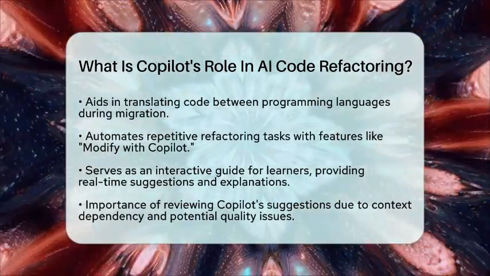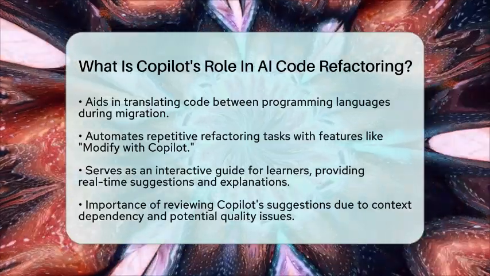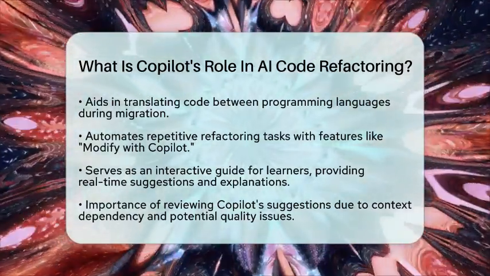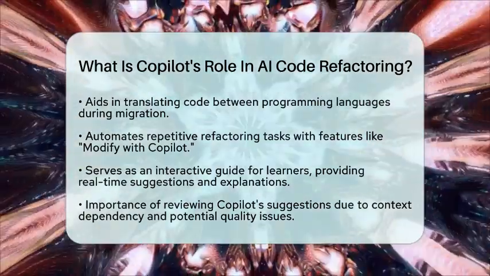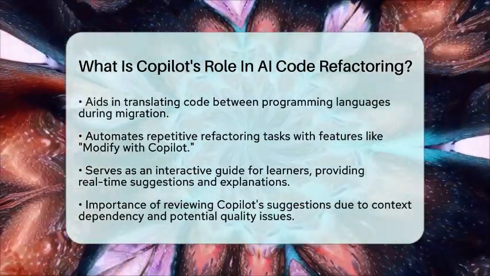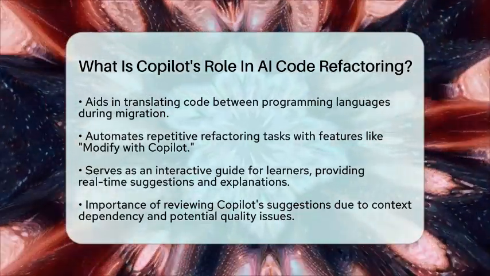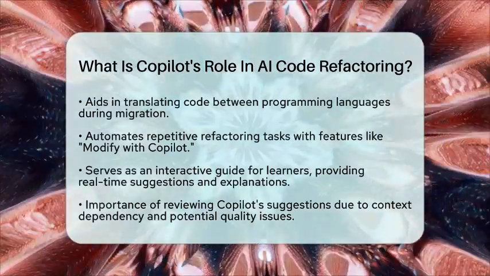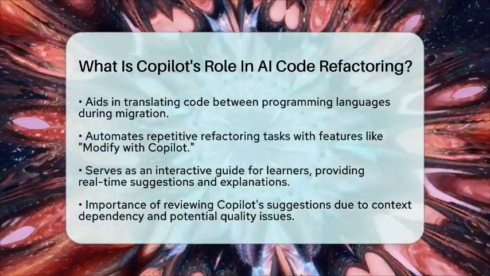In summary, GitHub Copilot plays a supportive role in assisted code refactoring. It helps developers understand code, suggests improvements, automates repetitive changes, and guides the restructuring of code to make it cleaner and easier to maintain. This makes Copilot an essential tool for anyone looking to improve their coding skills and efficiency.